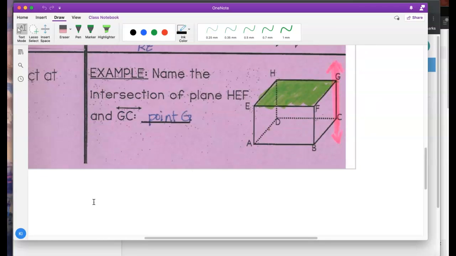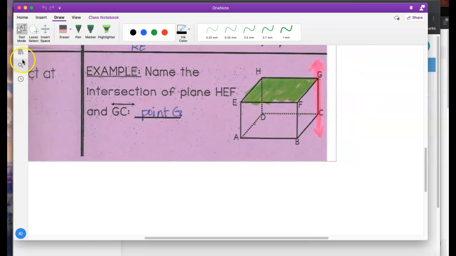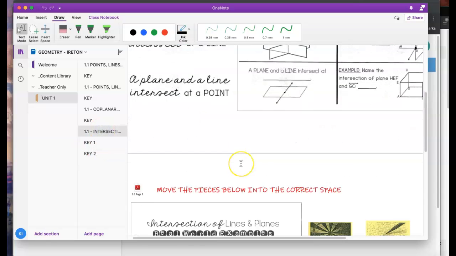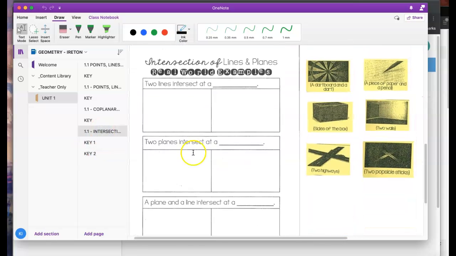I'm going to give you some time now, and you are going to drag and drop these pieces into this handout so that you can have that for your notes, and then you're going to come check it with me. See you in a bit.